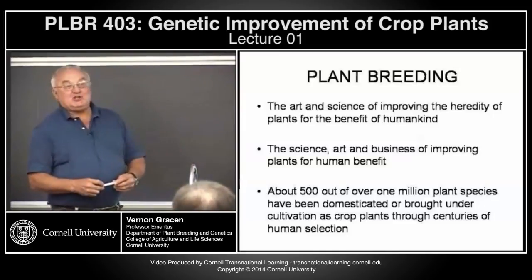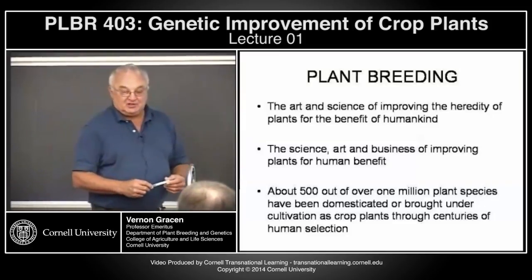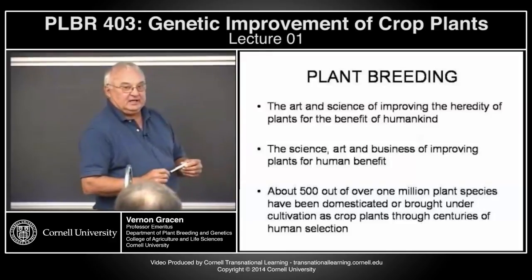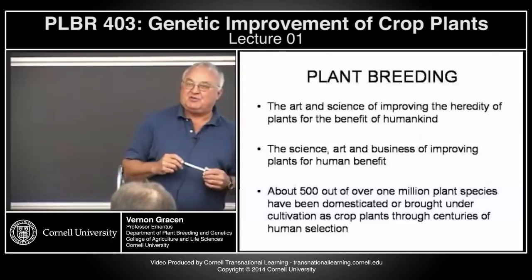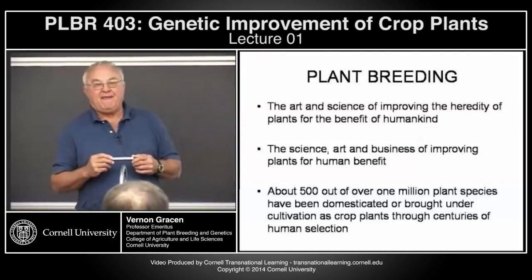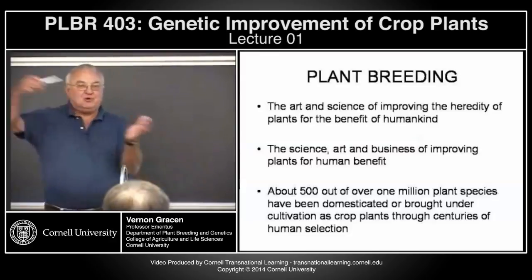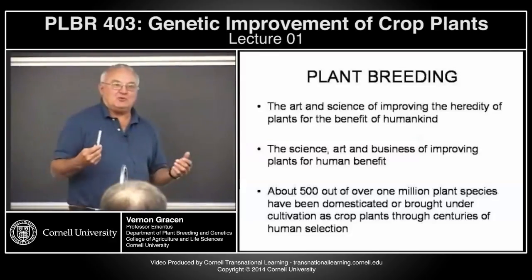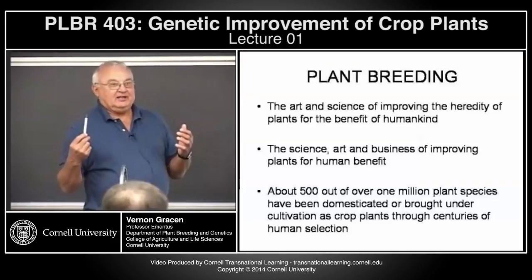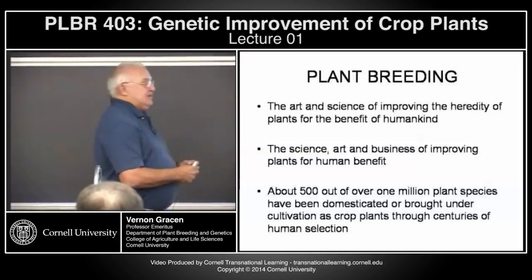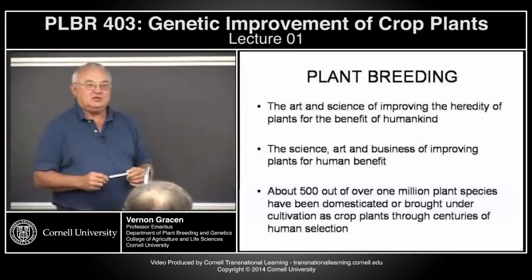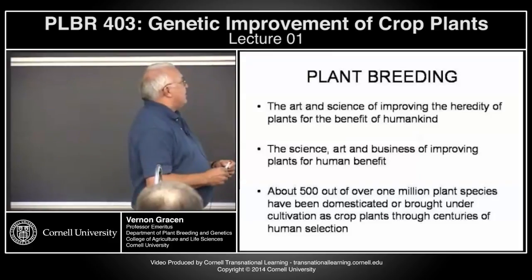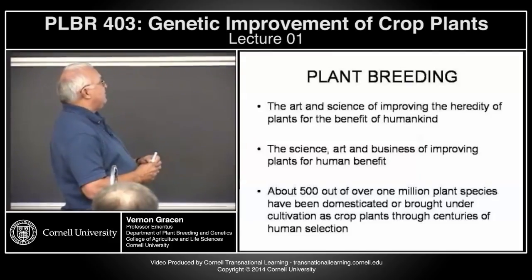All right, let's talk about what is plant breeding. There are two definitions that I like. I was a professor here for 17 years and taught this course, in fact, way back before a lot of you were born probably. The academic definition of plant breeding is the art and science of improving the heredity of plants for the benefit of humankind.